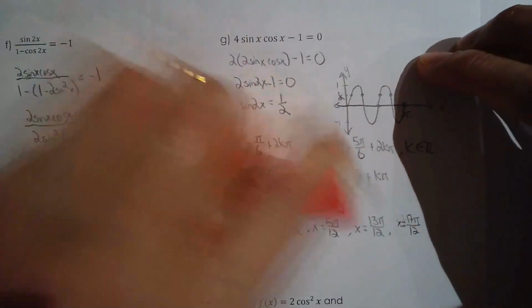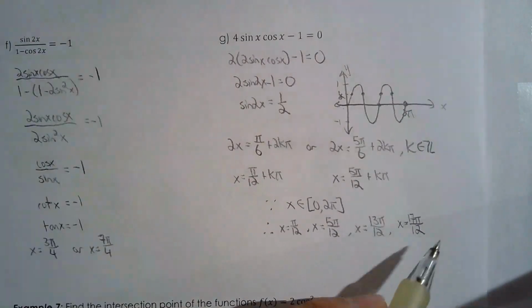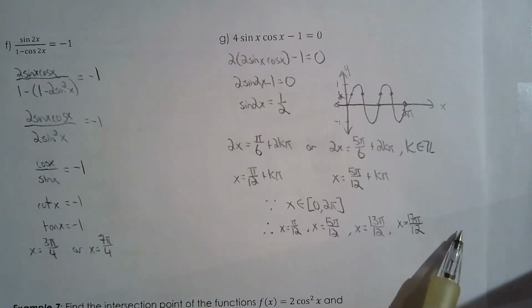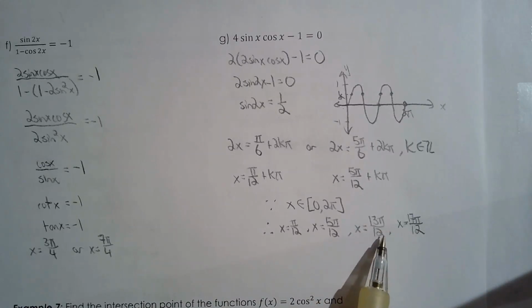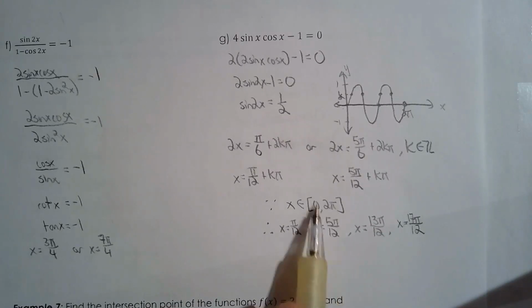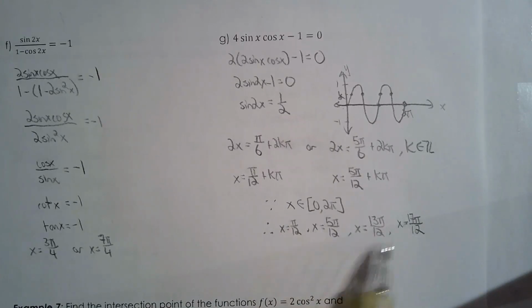Let's try again here. Can you add by pi? Yes, but it's not a good idea, because once you add by pi again, for example, 13 pi over 12 plus pi would be 25 pi over 12, which is just greater than 2 pi. Okay, so since this is a restriction, you can only accept these 4 answers of the infinite answers you have.